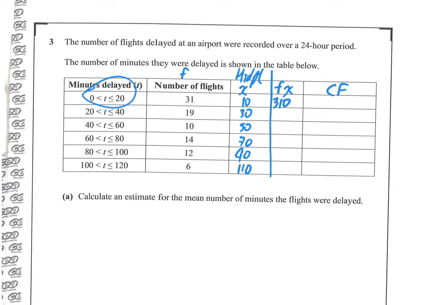Just check them all. 19 times 30, I've done on my calculator, to give me 570. 10 times 50, don't need to do, it's going to be 500. 14 times 70 is going to be 980. 12 times your 90 is going to be 1080. And then 6 times the 110 is going to be 660. Now what we need for the mean, we need sigma f.